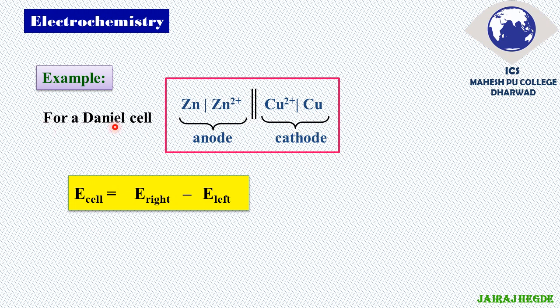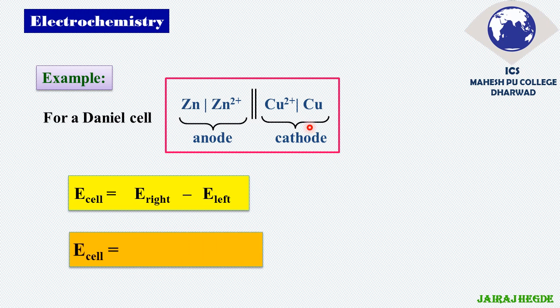Let us take this Daniell cell as an example, in which zinc is undergoing oxidation, so that's why it is anode. Copper is undergoing reduction, so that's why it is cathode. So E right minus E left, or E cathode minus E anode. So here cathode is what? Cu2 plus to Cu. This is the cathode. And anode is what? Zn2 plus. But remember, we have to take E of Zn2 plus to Zn.